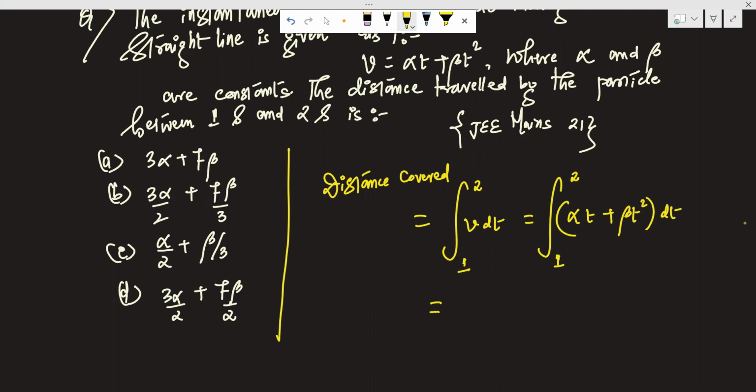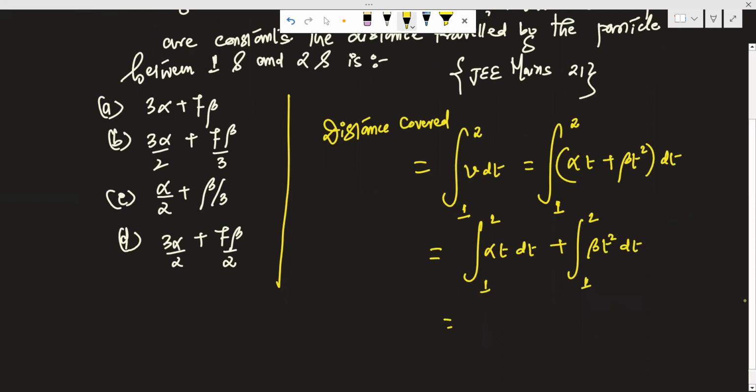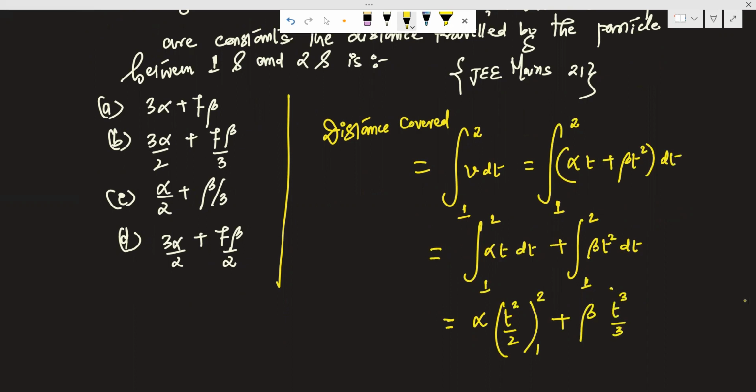So now just simplify this. So how to do the integration we know. First क्या करना है? Separate the terms. तो alpha t dt from 1 to 2 and then integration beta t square dt from 1 to 2. But alpha is constant. Integration of t dt is t square by 2. Limits will be 1 to 2. Beta is constant. Integration of t square dt is t cube by 3. Limits are 1 to 2.